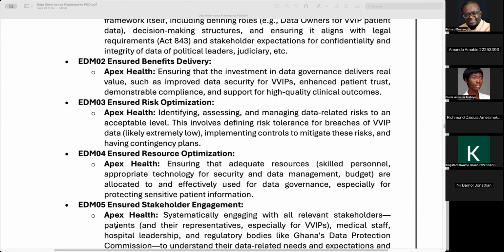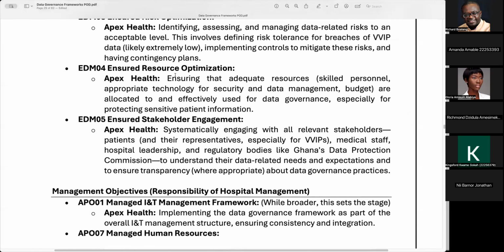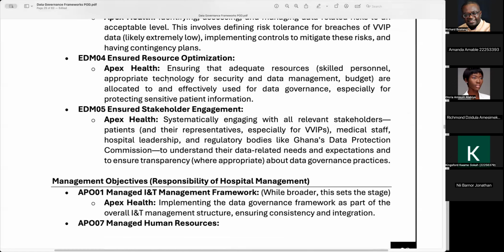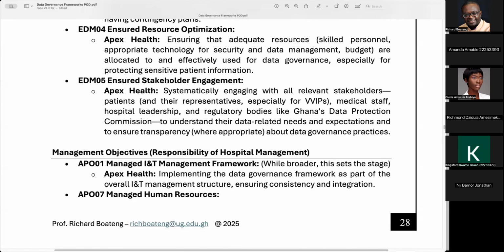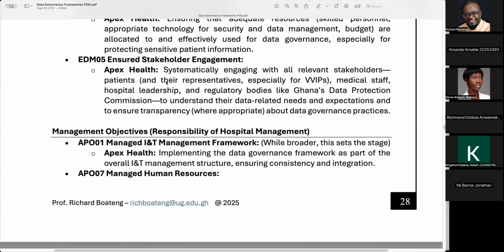And EDM05, Ensured Stakeholder Engagement, requires the board to oversee engagement with all key internal and external stakeholders: hospital leadership, staff, patients, especially VVIPs, handled with appropriate discretion and privacy, and crucially, regulators like Ghana's Data Protection Commission and relevant government bodies concerned with national security. The goal is to understand their needs and expectations regarding data handling and ensure appropriate transparency where feasible and permitted.